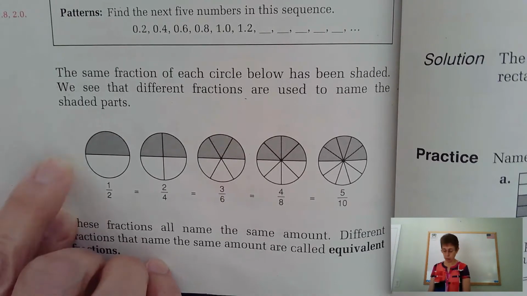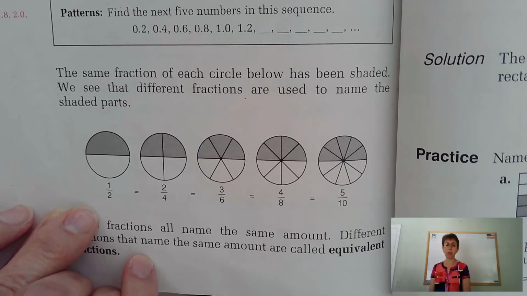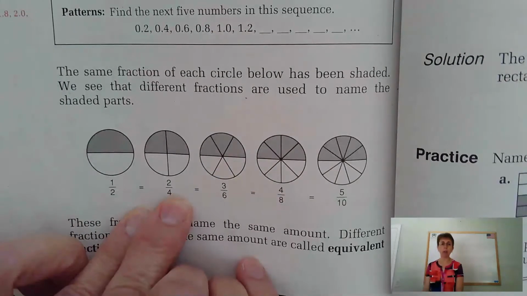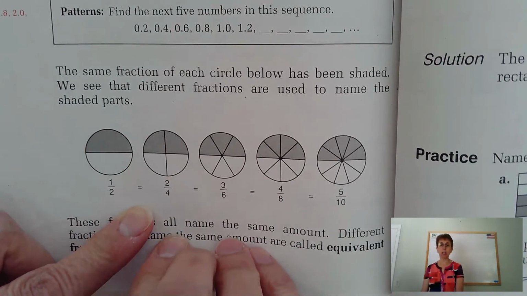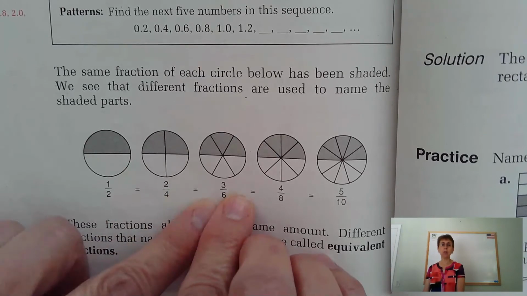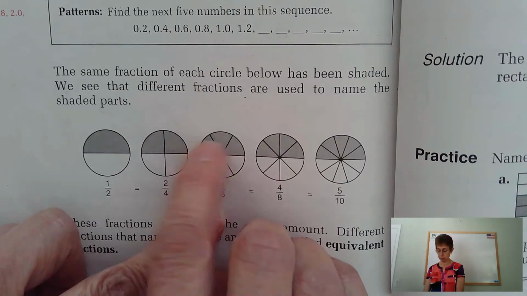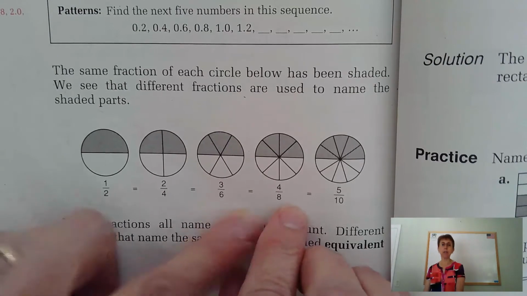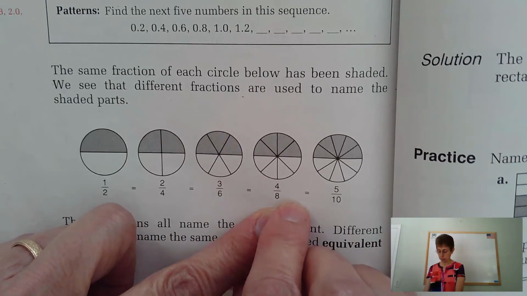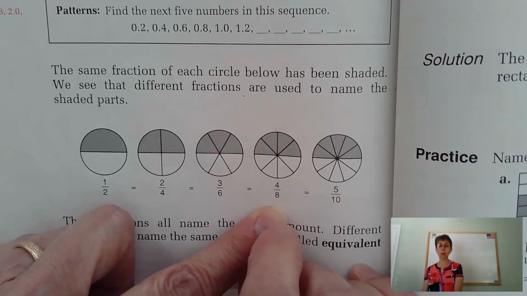The first one, the circle is divided up into 2 equal parts. One part is shaded in, so 1/2 of the circle is shaded. In the second circle, this circle is now divided up into 4 equal parts, and 2 of those parts have been shaded in, 2/4. In the third circle, the circle is divided up into 6 equal pieces. 3 of those pieces have been shaded in. 3/6 is shaded. In the fourth circle, you have 8 equal pieces. 4 of those pieces have been shaded in, so 4/8 of the circle is shaded.